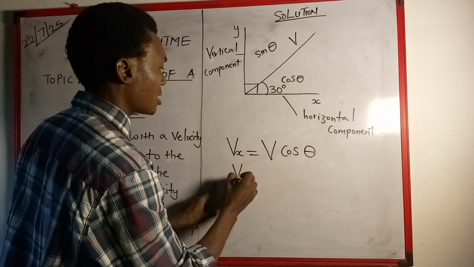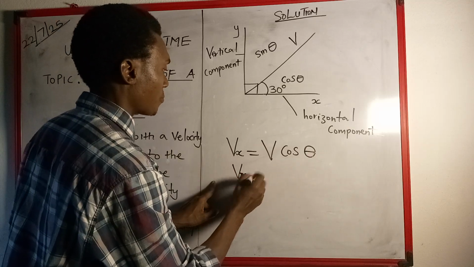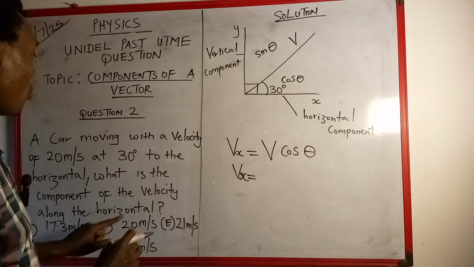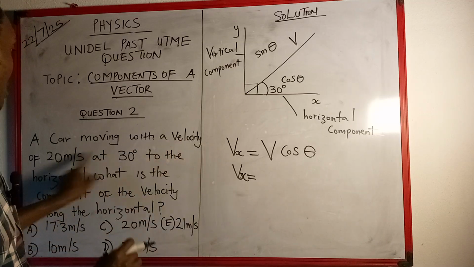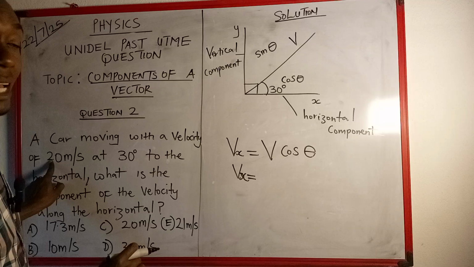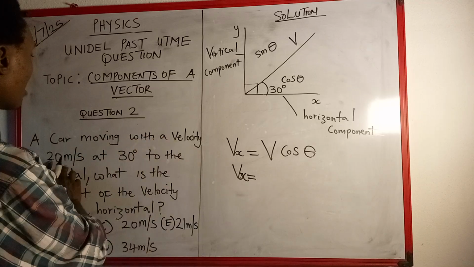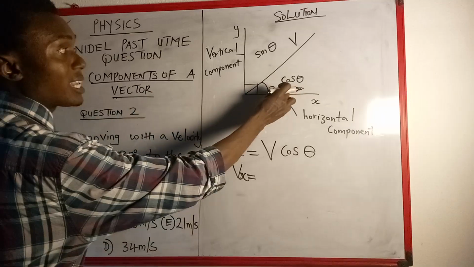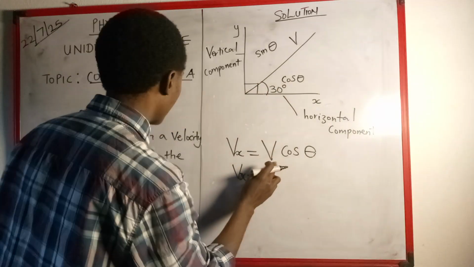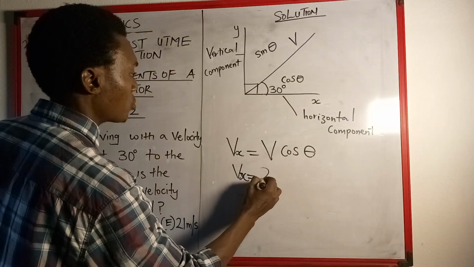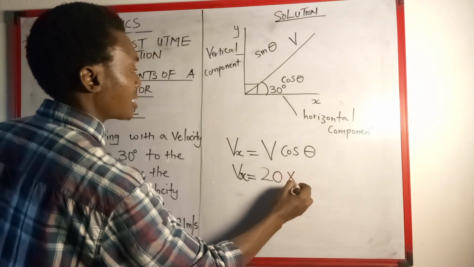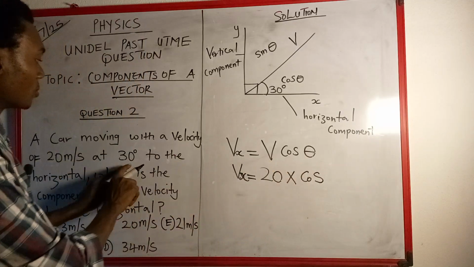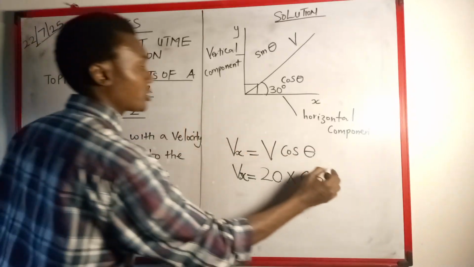Now, what is our velocity in the equation? Our velocity is 20 meters per second and our angle is given as 30 degrees, which is this 30 degrees you are seeing here. So put your 20 here, times cos, what is our theta? Which is the angle? 30 degrees. So put your 30 degrees here.